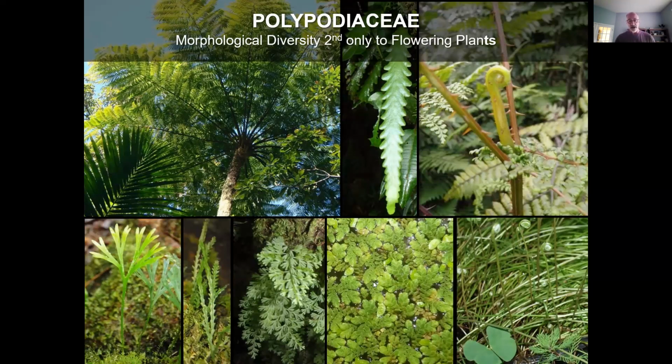There are minute, ephemeral, floating plants such as Azolla right here in this middle picture. There are tree ferns, although they're not making secondary wood. They're not making a secondary xylem. They're not making wood, but nevertheless, they do form tree structures. All sorts of strange herbs like this.